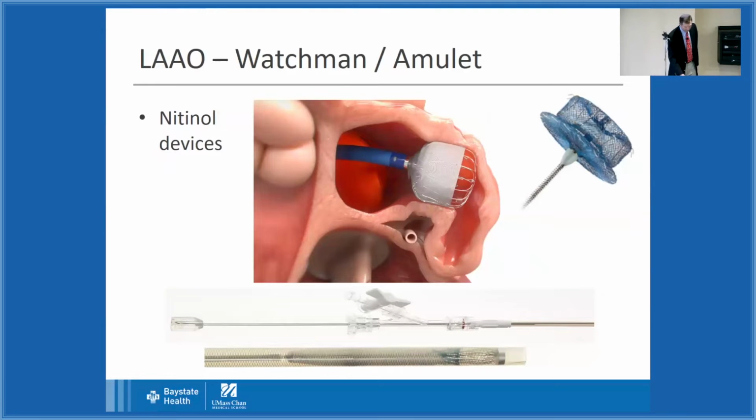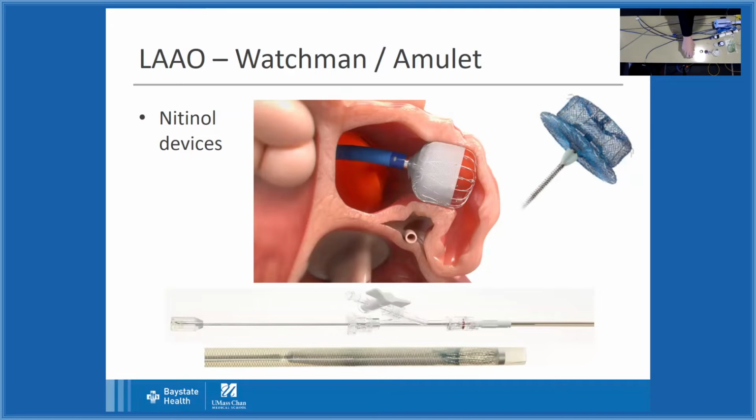Okay? Now, I'm going to jump over here for a second, and I'm going to show you some of the toys. Okay? There are two devices on the market right now for this procedure, two left atrial appendage occlusion devices. This is the Watchman device from Boston Scientific, and this is the Amulet device from Abbott. I'm going to go ahead and pass some samples of those around. So you can see, here's a little shot glass. Cheers. You can squeeze those.